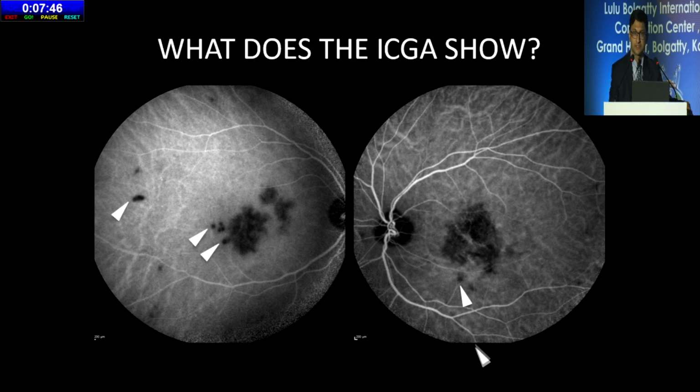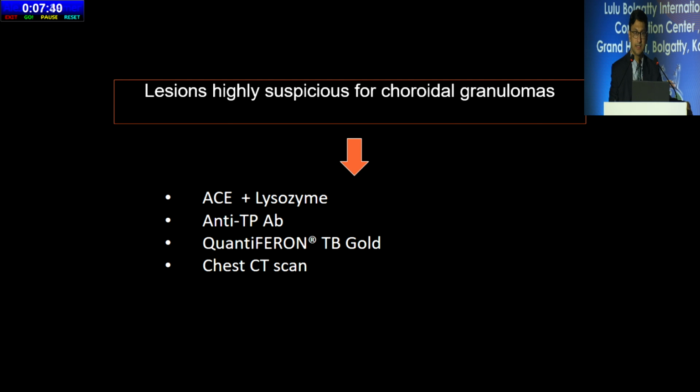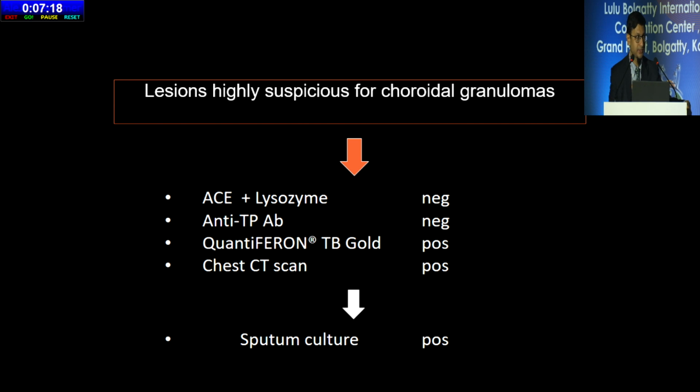And you have more lesions. You have satellite lesions around the central area. So this is not really an AMD. These lesions were actually highly suspicious of choroidal granuloma. And this is where your ICG comes to play a central role in managing these patients. So this patient went on to get investigated with ACE, TB, CT scan. The chest CT was positive, Quantiferon was positive, and this patient had a sputum culture which was positive for TB.